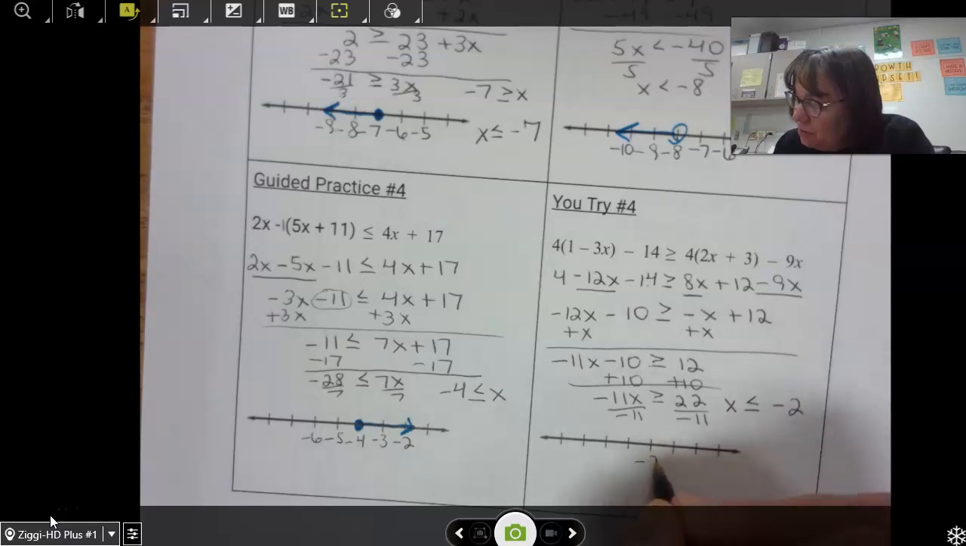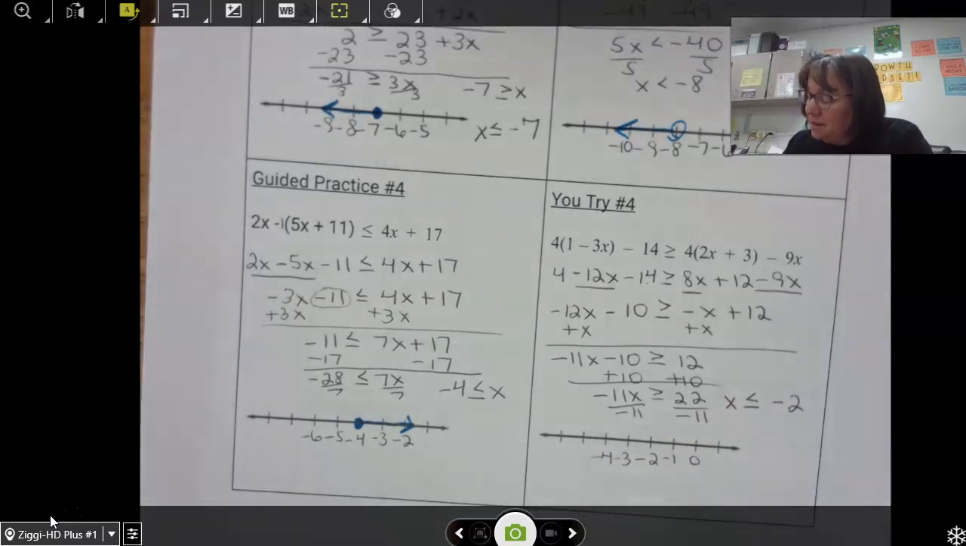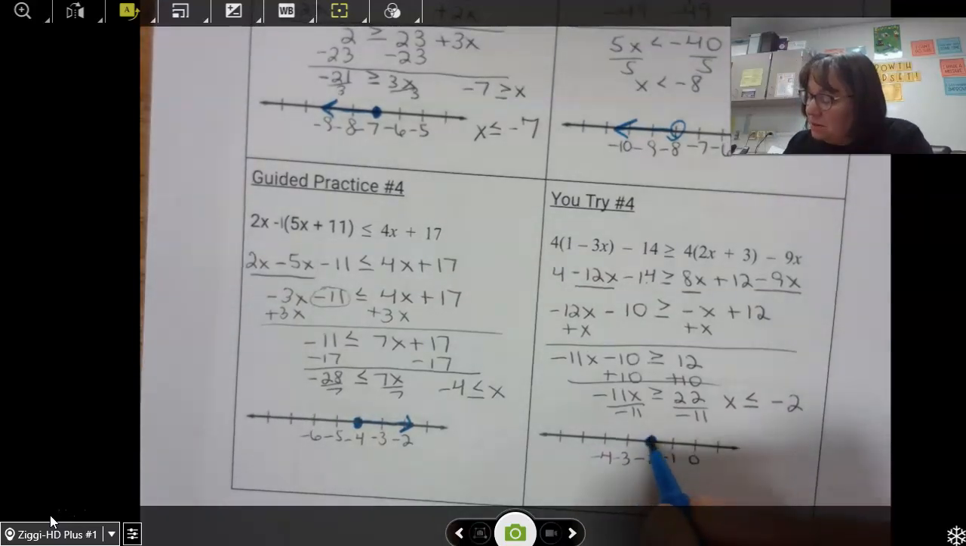So here's negative 2, negative 1, 0, negative 3, negative 4. Less than or equal, so a solid circle going to the left.